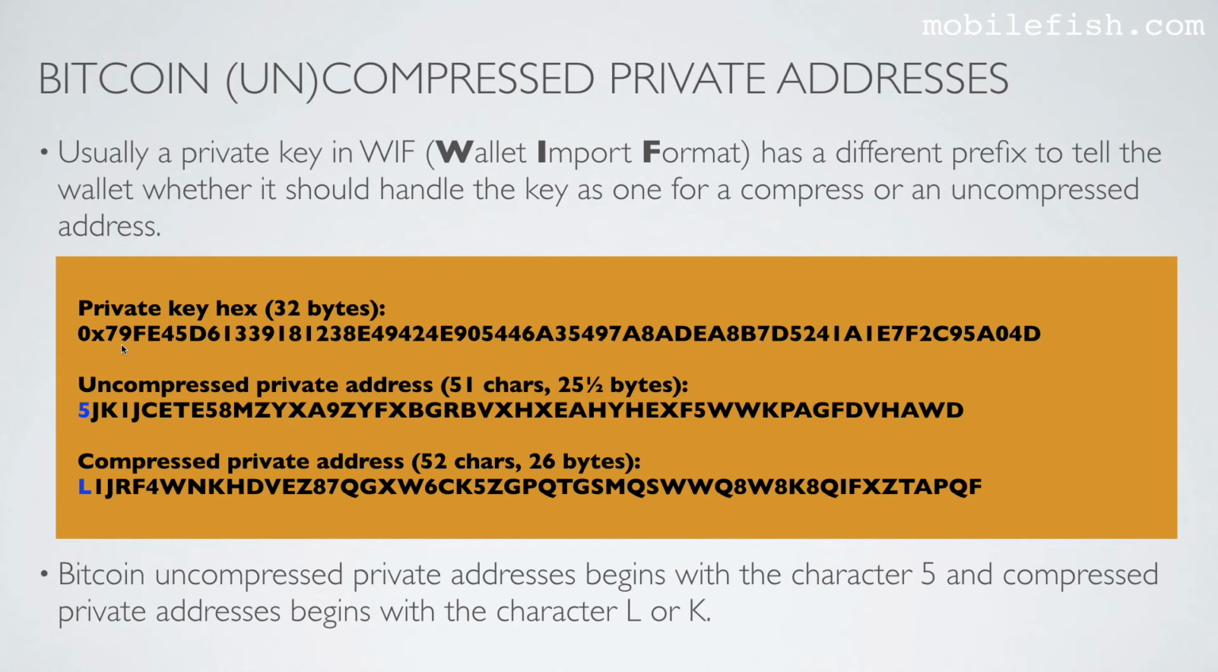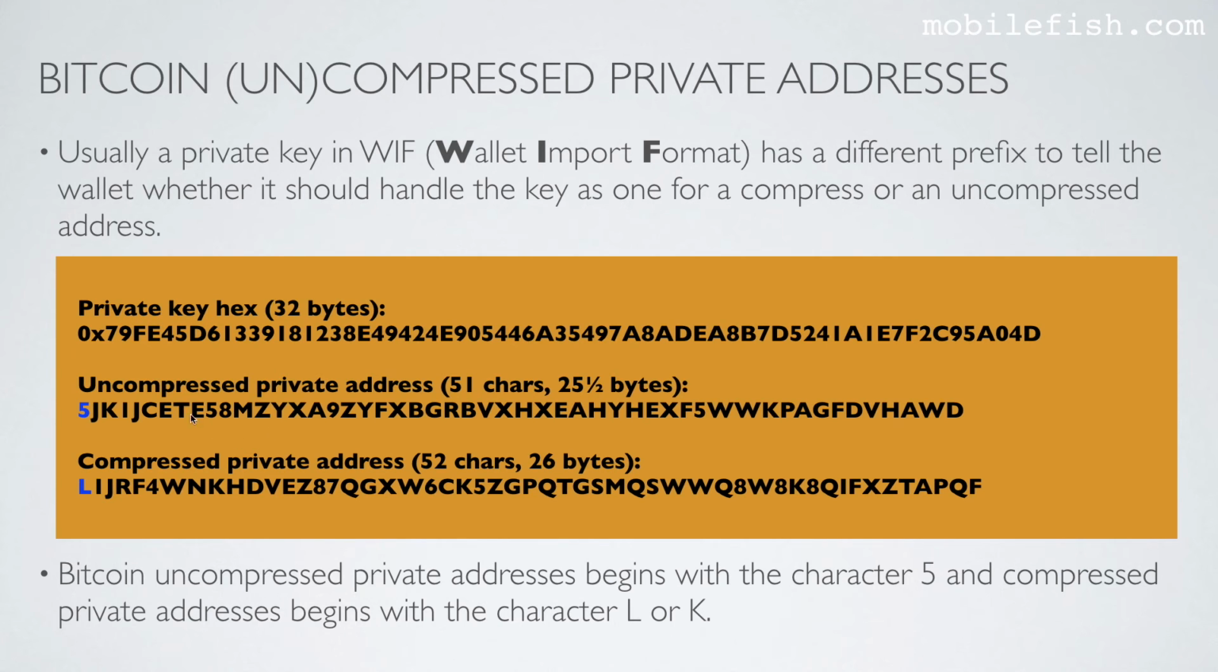Here is an example of a private key. Here is an example of an uncompressed private address. And here's an example of a compressed private address. Bitcoin uncompressed private addresses begin with the character 5, as you can see over here. And compressed private addresses begin with the letter L or K, as you can see over here. In the next video, I will show you all the steps which are needed to create an uncompressed private address or a compressed private address using the private key.